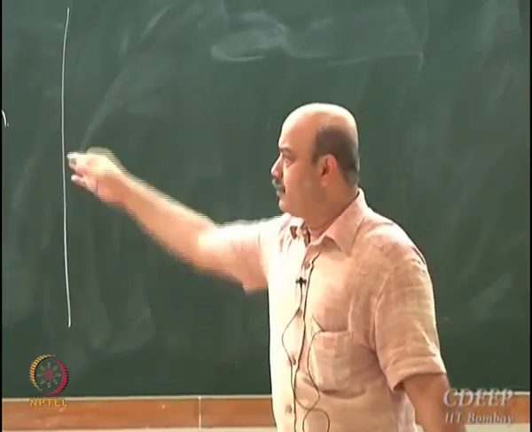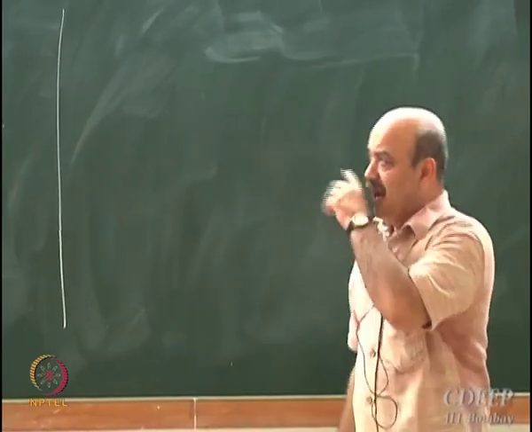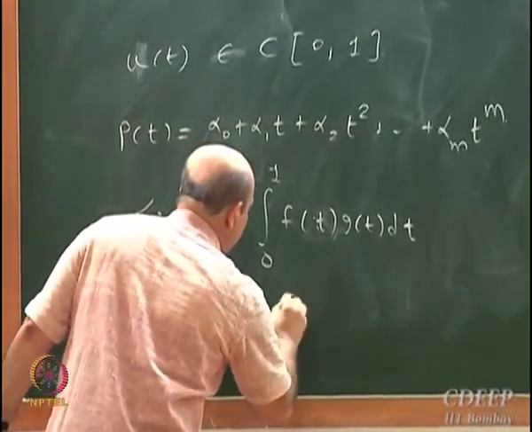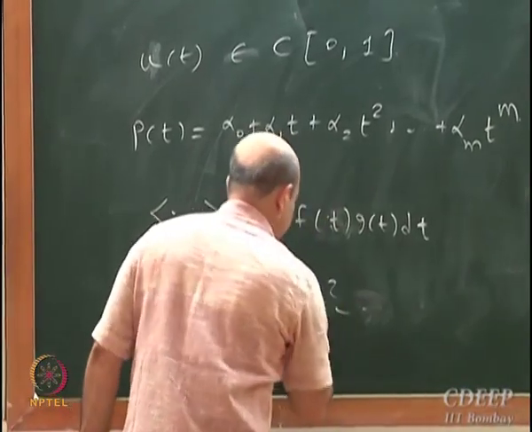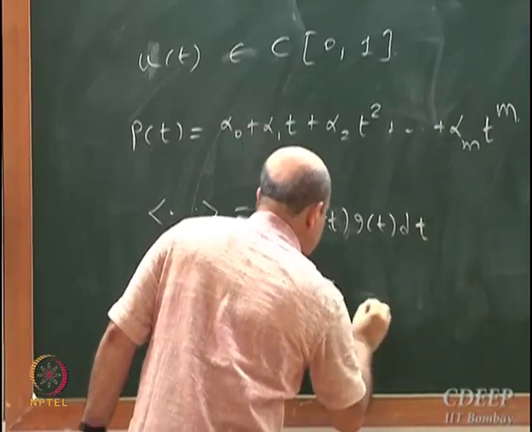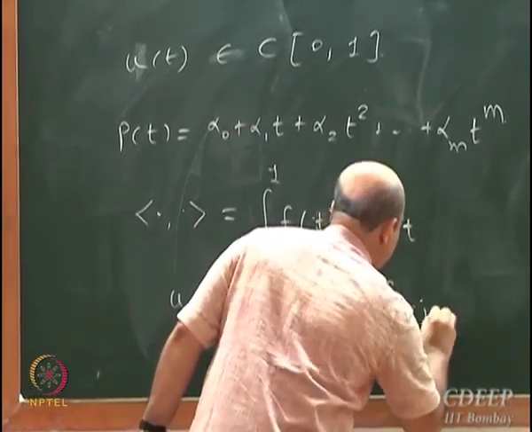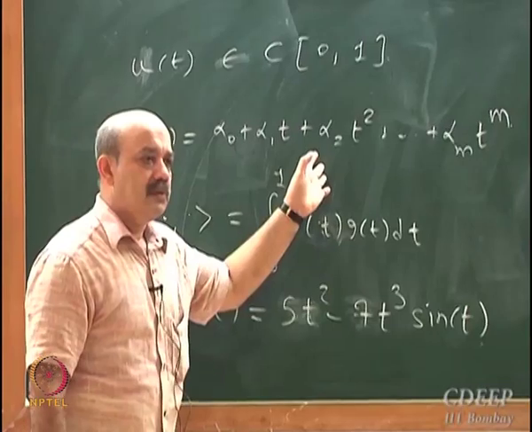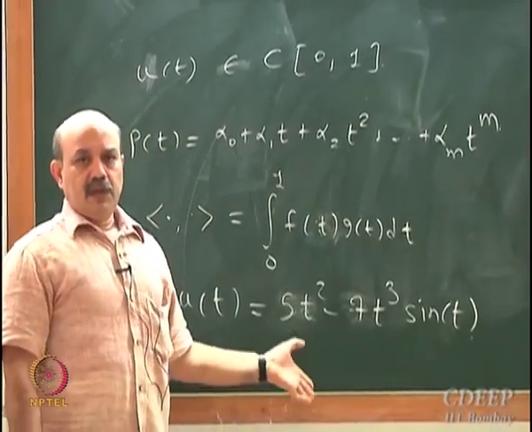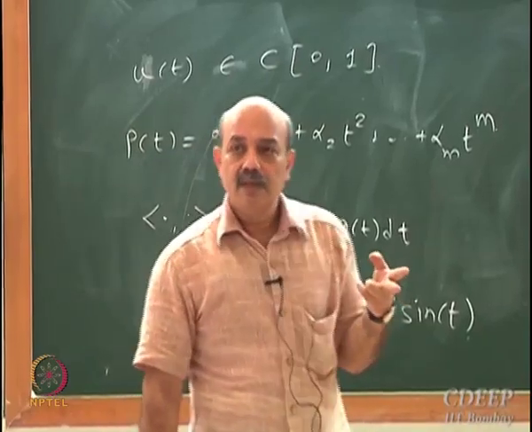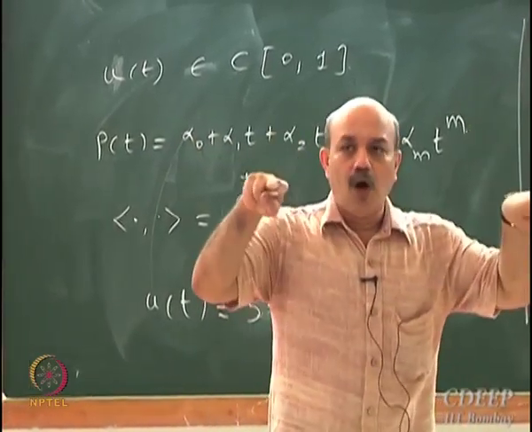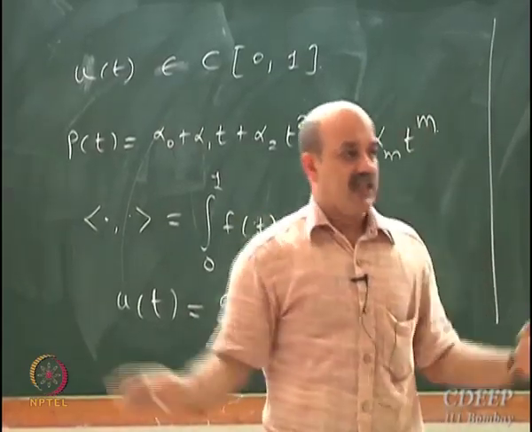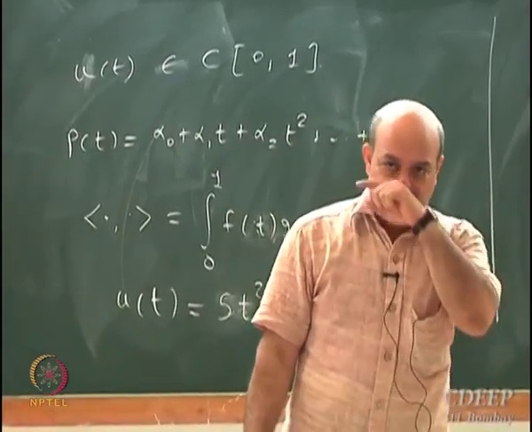m is, let's say, large. I want to have some 10th order polynomial fitted here. And my u(t), let's take some u(t), which is pi t square minus 7 t cube sine t. This is the u(t). I want to develop a 10th order polynomial approximation of this function. In the least square sense, what is the meaning of least square sense? That means the two norm of the difference between u(t) and p(t) should be smallest. We know that this can be found by using the normal equation.